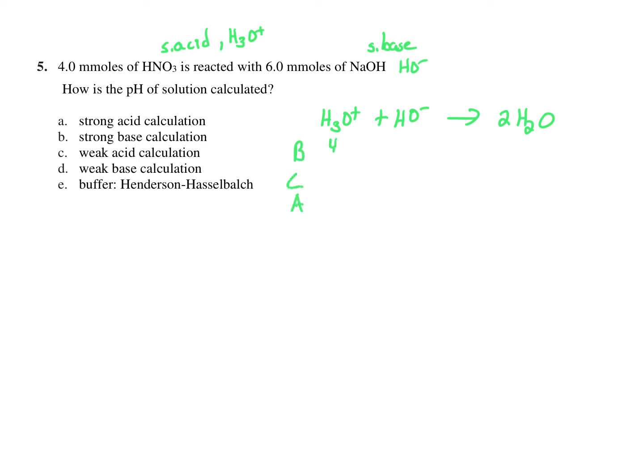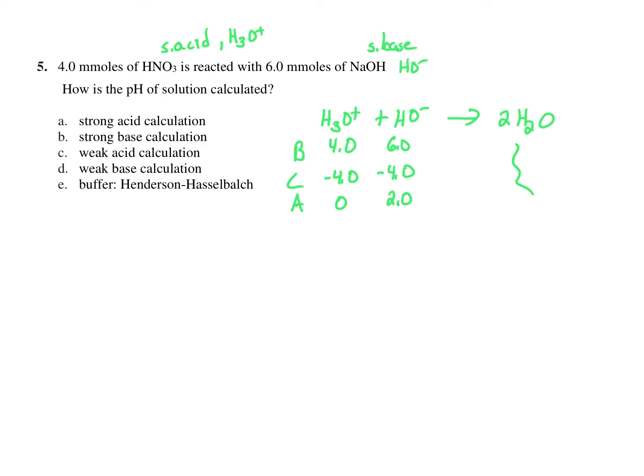Initially, we have 4 millimoles of our H3O+ ion and 6 millimoles of hydroxide. So H3O+ ion is essentially our limiting reagent. It's going to be completely consumed, and in the process consume 4 millimoles of our hydroxide ion, leaving 2 millimoles of hydroxide ion in solution.